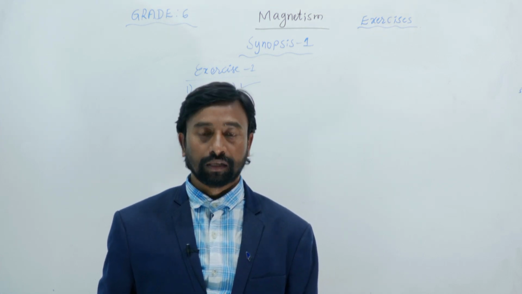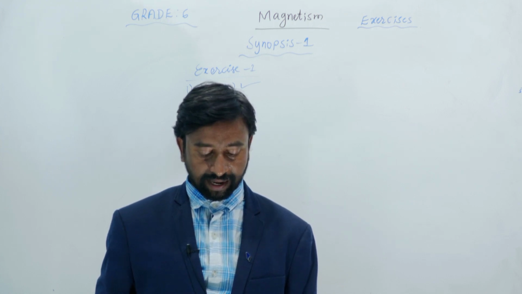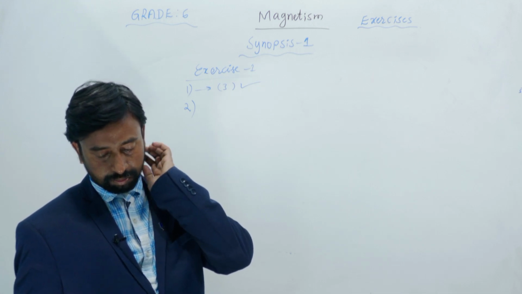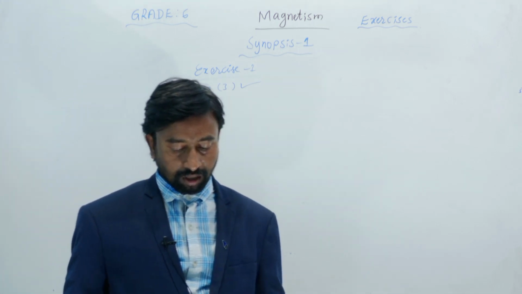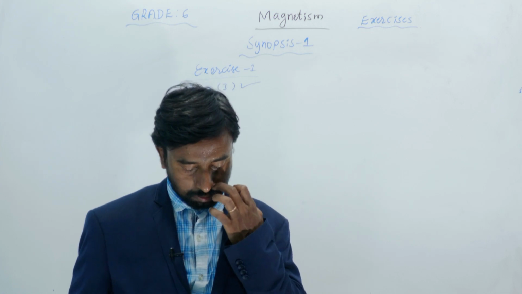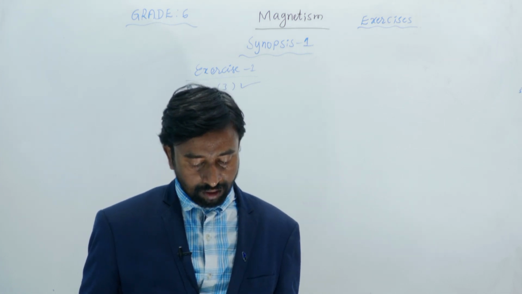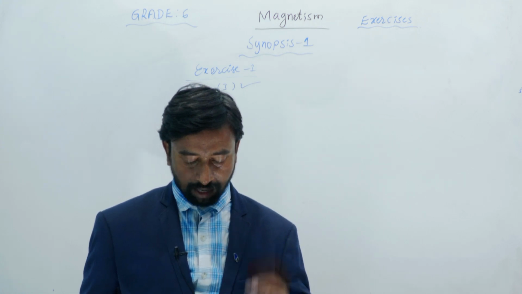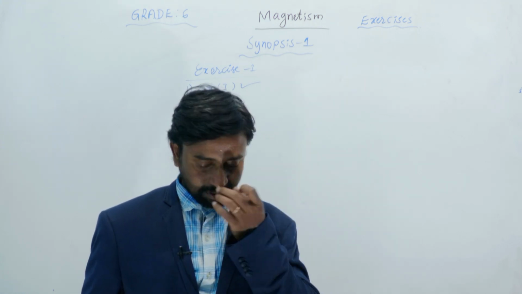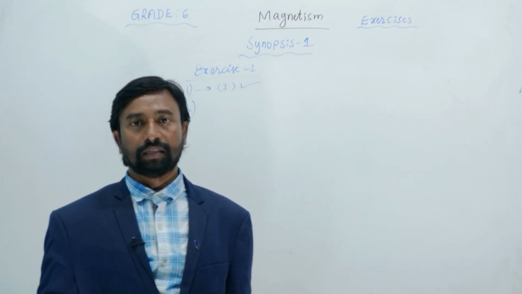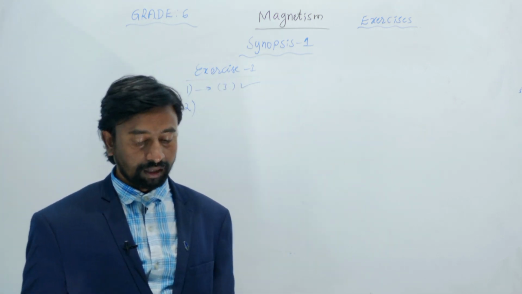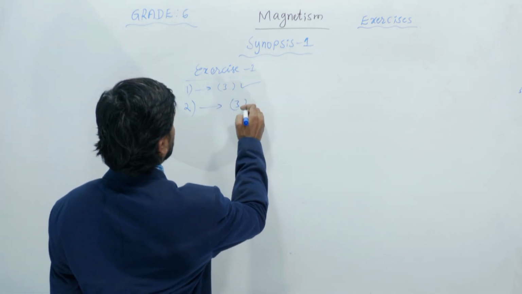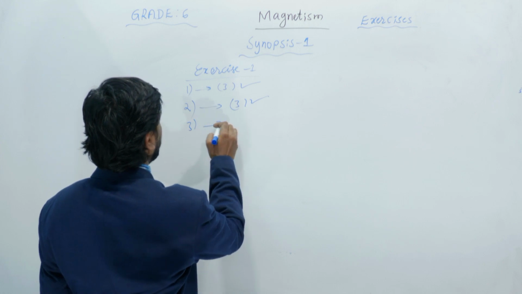So the next question is given here. The substances that cannot be magnetized and are not attracted by a powerful magnet are called: ferromagnetic substances, paramagnetic substances, non-magnetic substances, or none of them. So we can say that diamagnetic materials are known as non-magnetic materials. So here the second one is also option 3, the right one. It is a non-magnetic material.